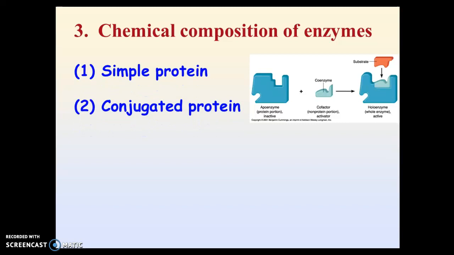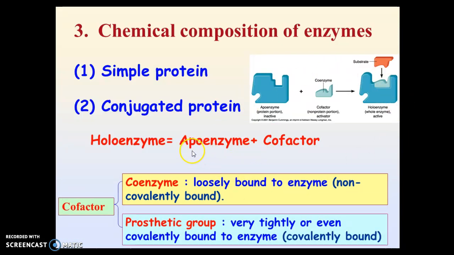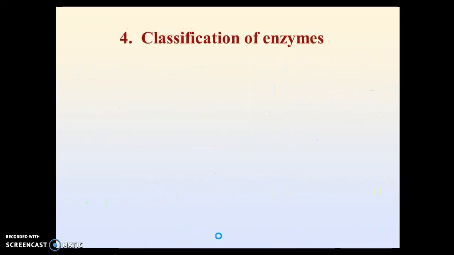Now the chemical composition of the enzyme molecule is that it may be either a simple protein or a conjugated protein. The conjugated protein is called a holoenzyme. A holoenzyme is the combination of apoenzyme and cofactor. Cofactors are the non-protein part and the apoenzyme is the protein part, so together they form the holoenzyme. Coenzymes are loosely bound to the enzyme, and prosthetic groups are those which are very tightly or covalently bound to the enzyme.